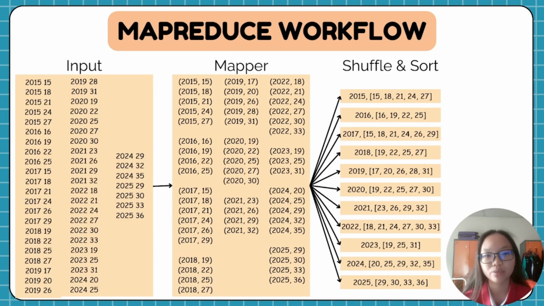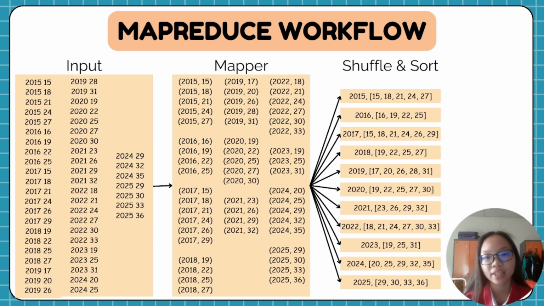Next is the MapReduce workflow. We have the input session, mapper session, shuffle and sort session, reducer session, and output session. Because there are many data records, it takes a lot of space, so I use two pages for the MapReduce workflow. First, the input session: we need to input the data from the weather temperature text file into MapReduce. The below one is the data from the text file.